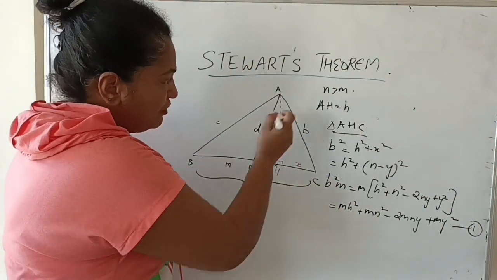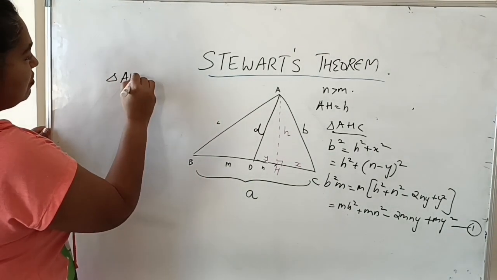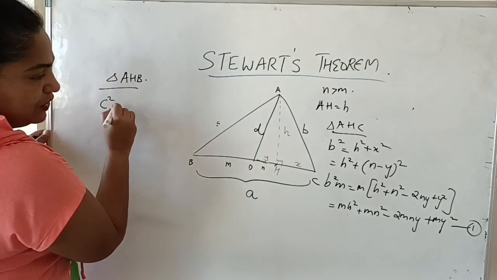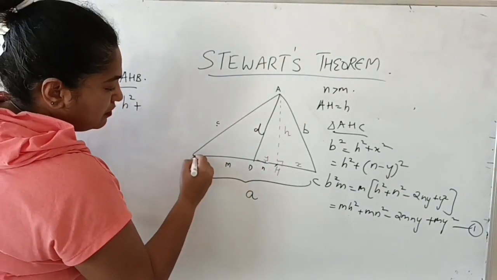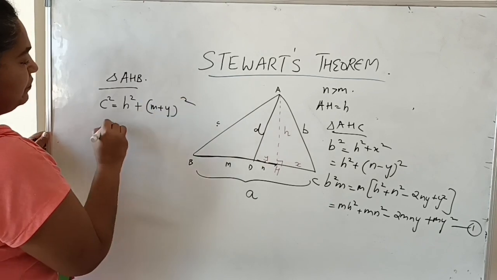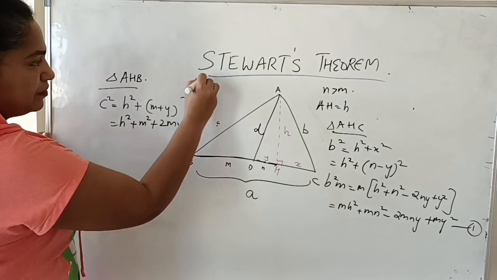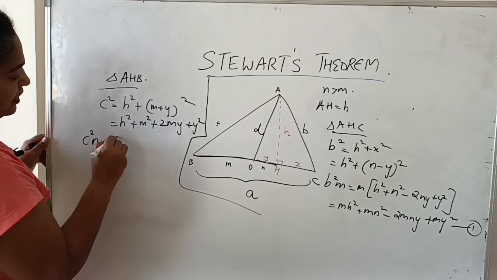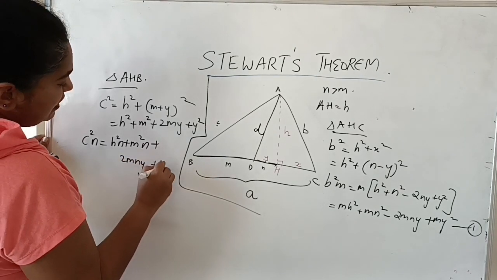Now check the right angle triangle AHB. In triangle AHB, you can say that c square is equal to H square plus (M plus Y) the whole square. By that I mean this particular length. So if I open the bracket, I get, now c square N: H square N plus M square N plus 2MNY plus NY square.